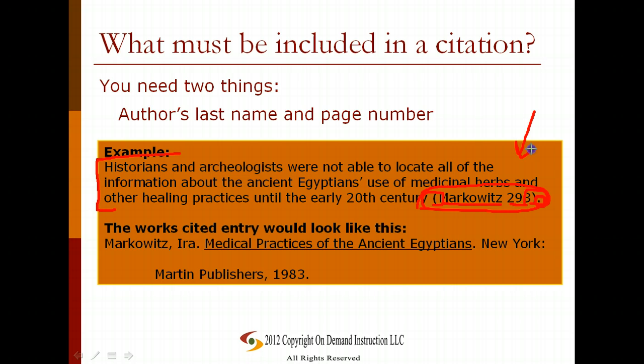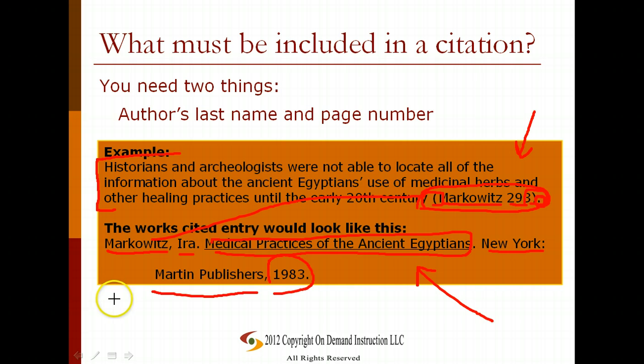Now, when you have an in-text citation like this, you must have the source also cited in your Works Cited page, at the very end. This is what it would look like. Markowitz. Notice that the names are the same here, because the person is the same. So, Ira Markowitz. Medical Practices of the Ancient Egyptians, that's the name of the book. New York is the city of publishing, Martin Publishers are the publishers, and it's from 1983. So this is what the Works Cited entry would look like, and this here is what the in-text citation would look like.